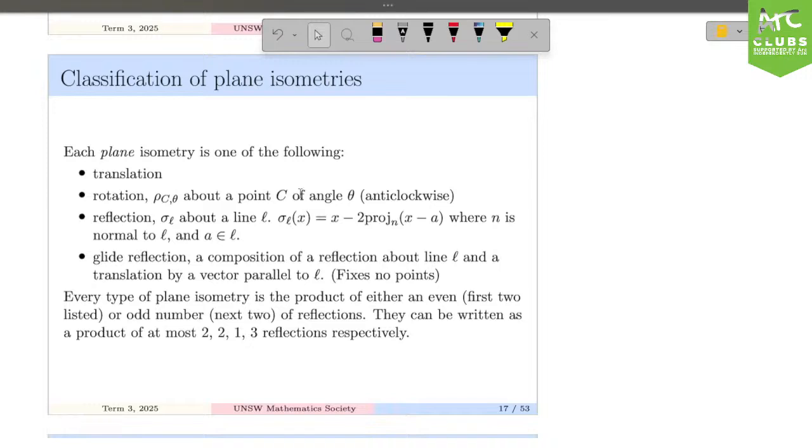So first, it is a composition of a reflection and a translation by a vector parallel to L, which means that it fixes no points. Every type of plane isometry is the product of either an even or an odd number of reflections. So every translation can be written as a product of at most 2 reflections, rotations 2, reflections 1, and glide reflections 3.